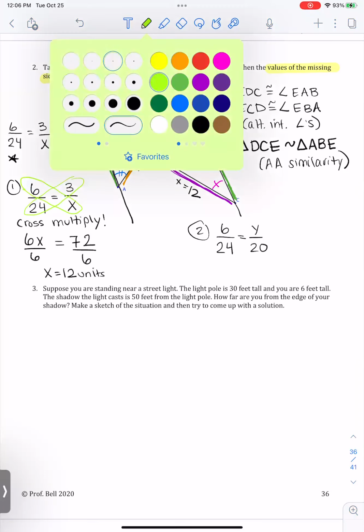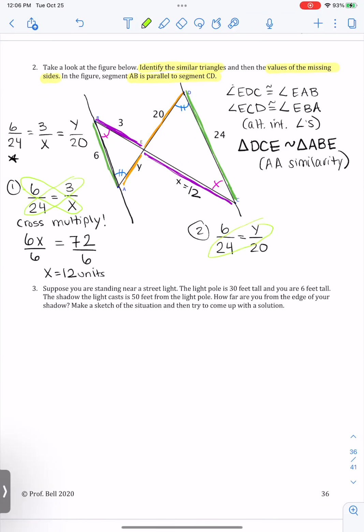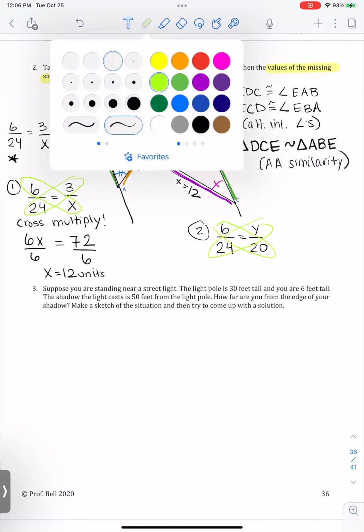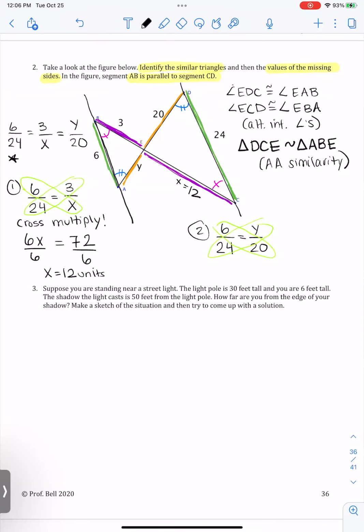So we're going to cross multiply again to solve for y. That means we're going to multiply 24 times y and 6 times 20. So that would give us 120, that's 6 times 20, equals 24y. So now on both sides, I divide by 24, and 120 divided by 24 is 5. So we get 5 is equal to y.